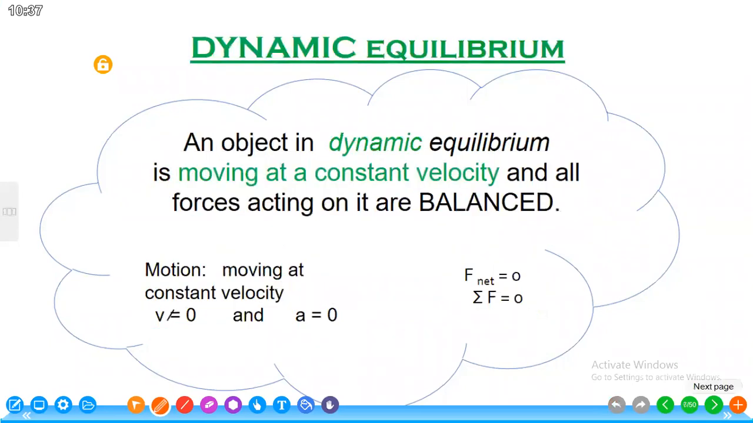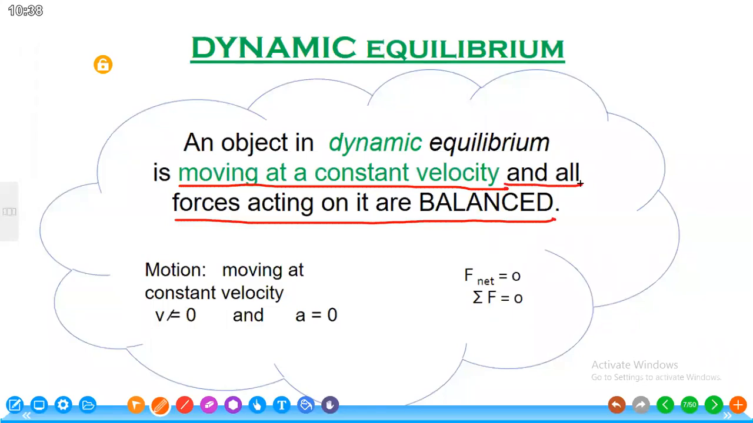Okay. Now we are going to dynamic equilibrium. An object in dynamic equilibrium is moving at a constant velocity, and all the forces acting on it are balanced. What kind of motion is included in dynamic equilibrium? The first one is moving at a constant velocity, but here the velocity is not zero.